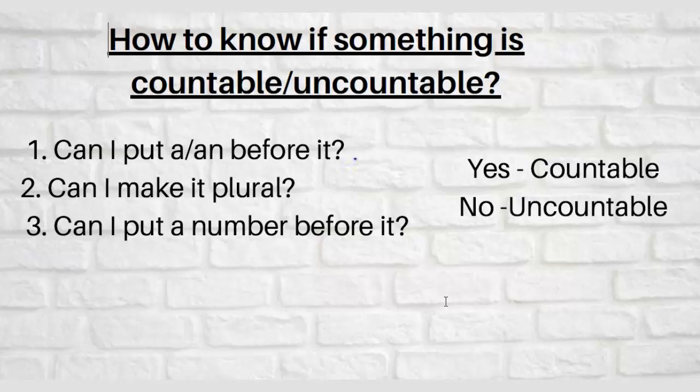Now, how do you know if something is countable or uncountable? There are three things that you need to check. The first is: can I put a or an before it? A and an are articles which are indefinite in nature. A is used in front of singular nouns which start with a consonant, whereas an is put in front of singular nouns that start with a vowel, and vowels are a, e, i, o, u.